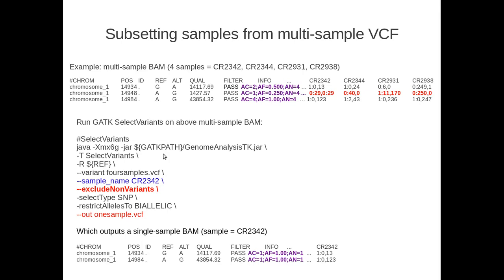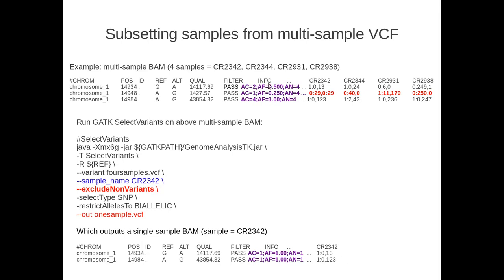Remember we've just looked at SelectVariants, but here I'm introducing some additional functionalities of it. So we can specify a sample name. That's one of my samples here, CR2342. Now what we're going to do is go from a 4-sample VCF to a single-sample VCF. The point is that GATK's SelectVariants tool is a smart tool. It will adjust the information to reflect the sample content of the new VCF.